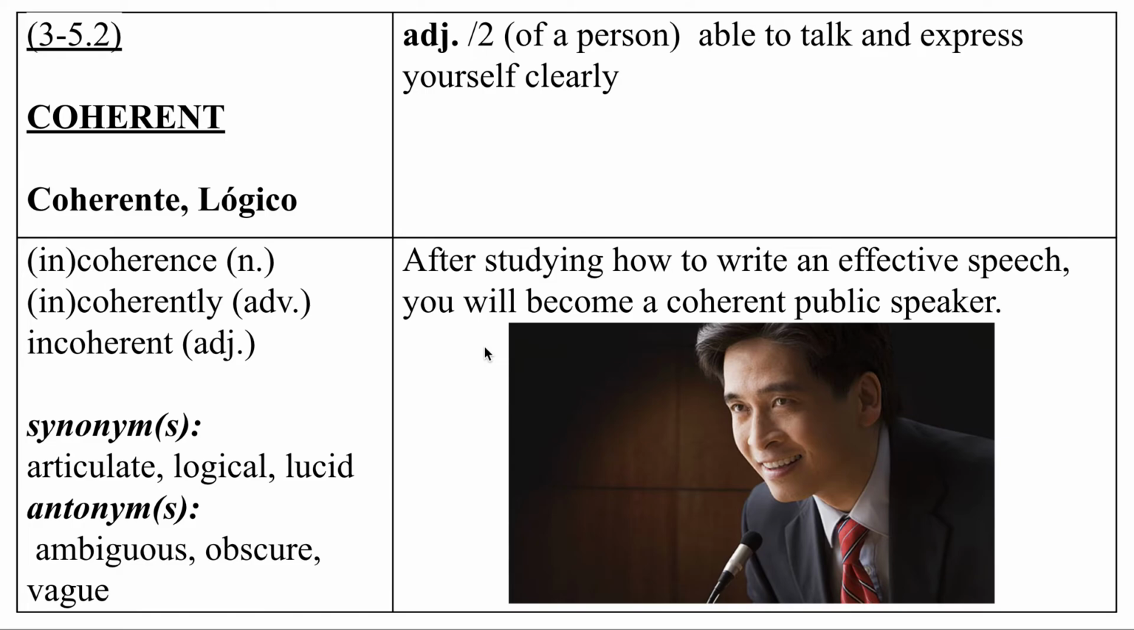Then we go to the next one, and here we're not talking about arguments anymore, we're talking about a person. So here's an example. After studying how to write an effective speech, you will become a coherent public speaker. So this is like when you give your senior speech, for example, right? In English 3, you study how to write an effective speech and you practice making it. And after you do all that, we will teach you how to be a coherent public speaker, to speak in a clear, logical, organized way. So that's describing you as a person. You will be a coherent public speaker. I promise you it will happen. Okay, so that's the use of coherent for a person.